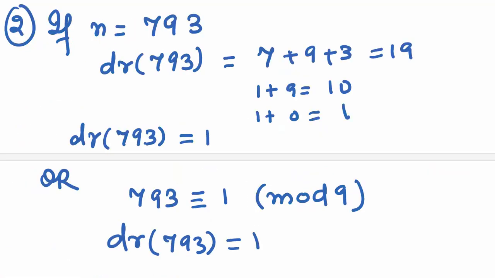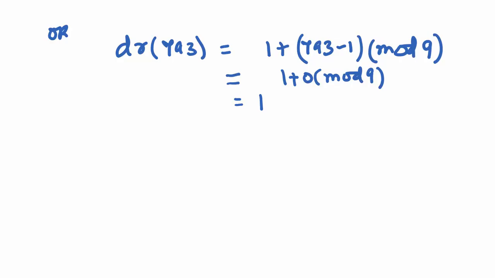Take another example. If n is 793, add the 3 digits. We get the sum as 19. Add 1 and 9. We are repeatedly adding the digits till we get a single digit. So, we get 1 plus 9 as 10 and 1 plus 0 is 1. So, the digital root is 1. Now, 793 is also congruent to 1 mod 9. So, this is another way of finding the digital root. You can see again it is 1. And lastly, digital root of 793 can be found using the formula 1 plus (n minus 1) mod 9. This again gives us the digital root as 1.